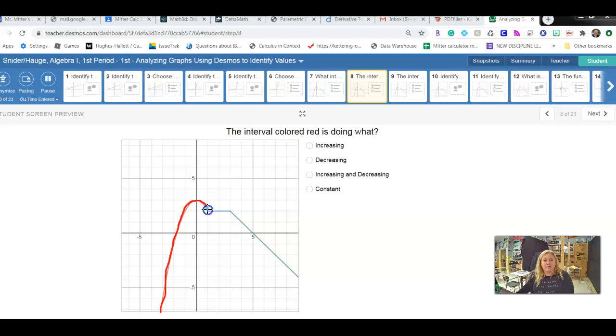Anybody been on those rides where you're going really high, but there's that little dip at first? You're like, I can do this. That's exactly what's happening here, right? So this one is going up and then it's going down a little bit. So this one is increasing and decreasing.